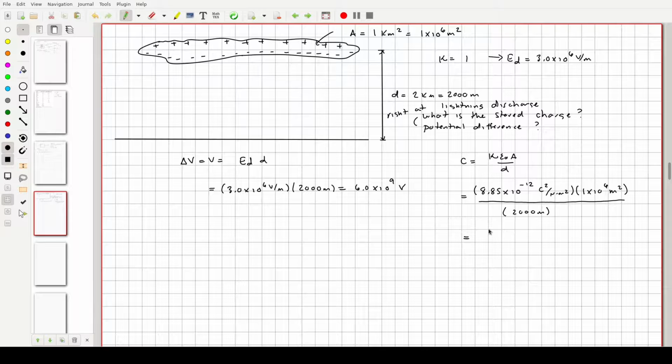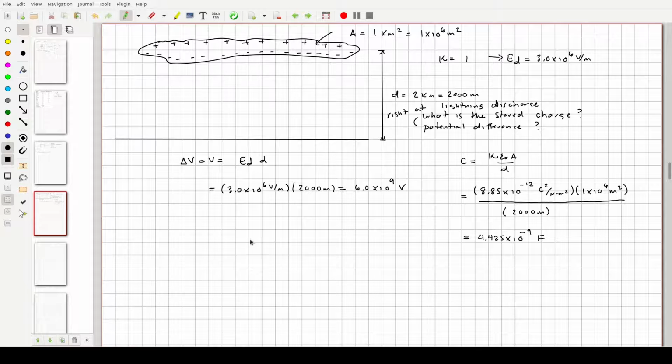So our capacitance here is going to be 8.85 times 10 to the minus 12th times 1 times 10 to the 6, and then divided by 2,000. So that's 4.425 times 10 to the minus 9th farads. So that's the capacitance. Now, what about the stored charge?